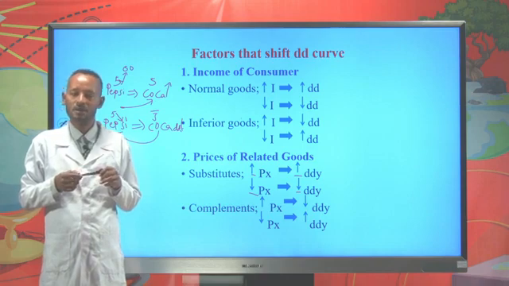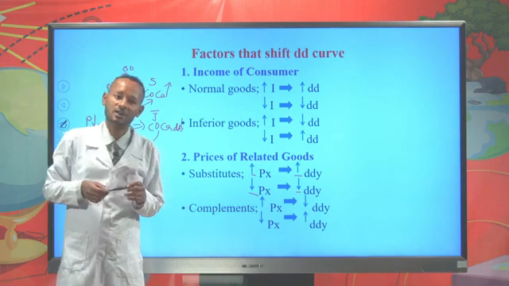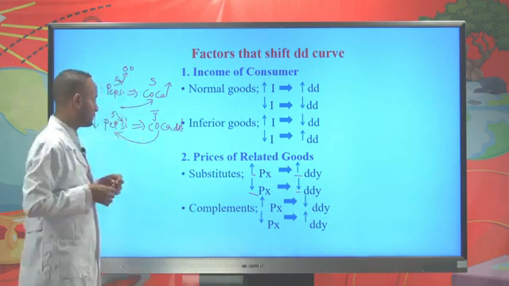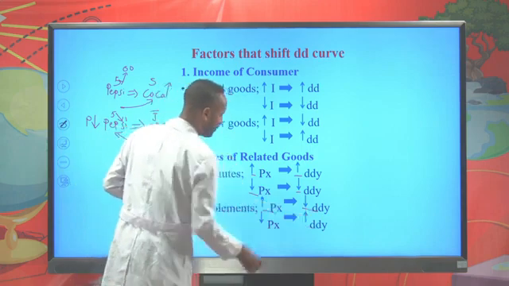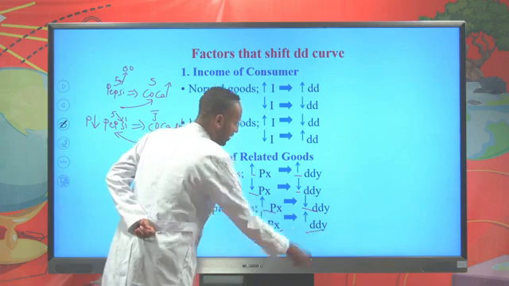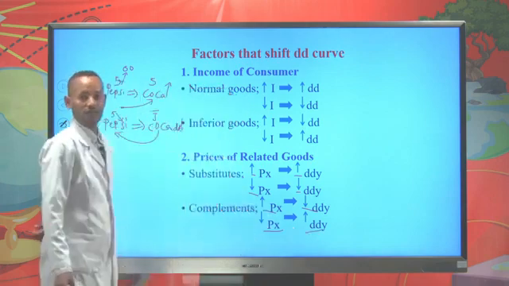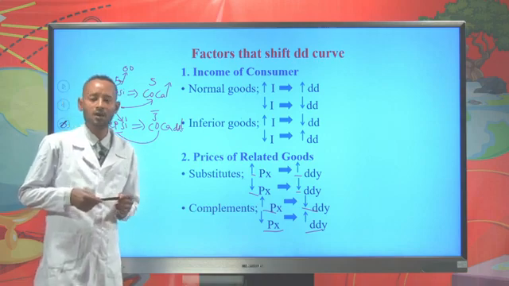If two goods are complements, the price of one product and the demand for the other are inversely related. That means a rise in the price of X will always decline the demand for Y, and a fall in the price of X will always increase the demand for Y. So there is an inverse relationship between the price of one of the commodities and the demand for the other.